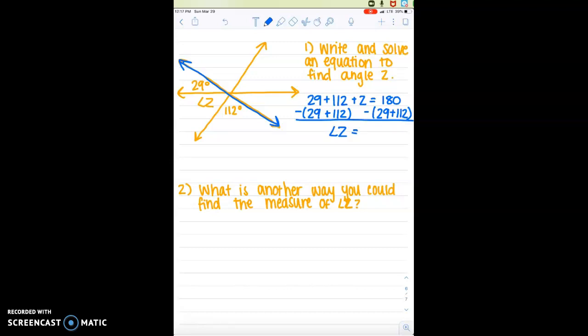And that took me a minute to write. So number two, where it asks what is another way you could find the measure of angle Z. Okay, I'm going to show you something that's going to look a little different, but it's going to make sense. And you can actually use the vertical angles to find your angle measurements.